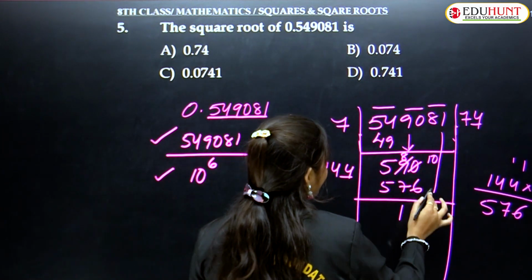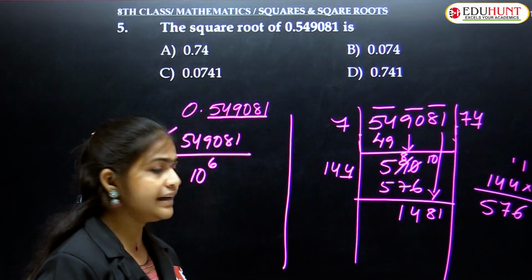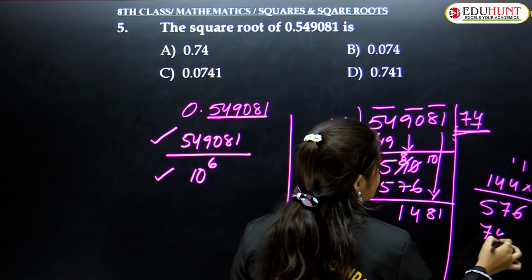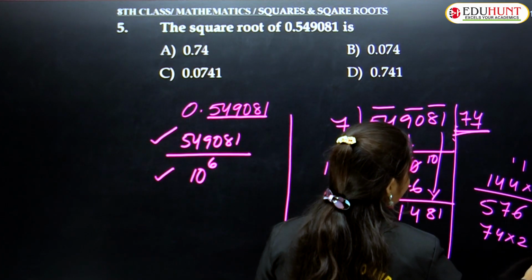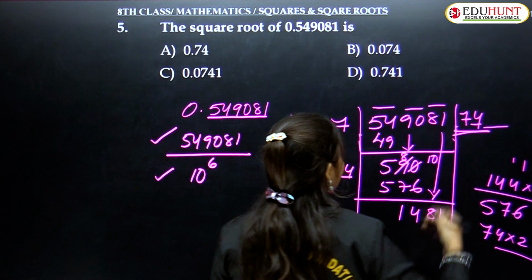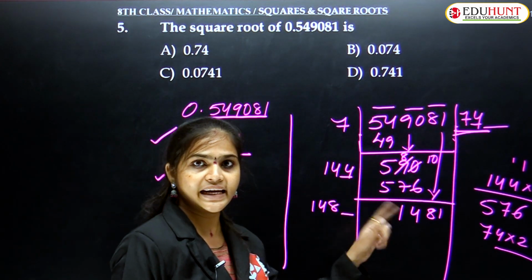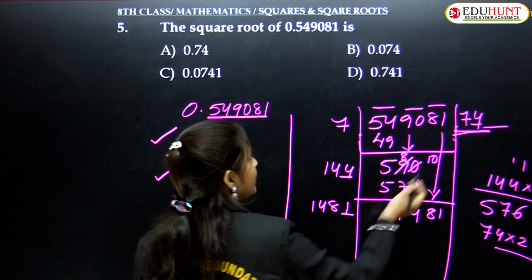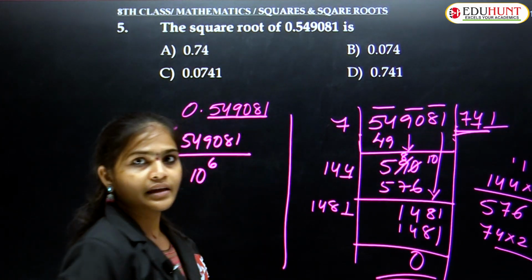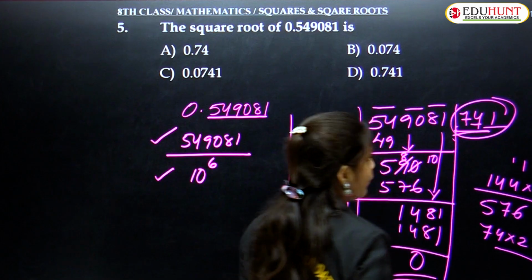So 14, and drop down the next set of numbers, those are 81. Okay, that is 81. Okay, so see here, the double of 74. So 74 into 2 is equal to 148. Okay, so here which number? The same number should be right here, no? And just see here 1481. So easily we know that 1481 into 1 is equal to 1481. So the remainder is 0. So here it is a perfect square of 741.